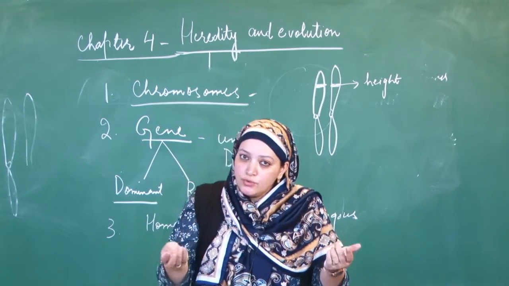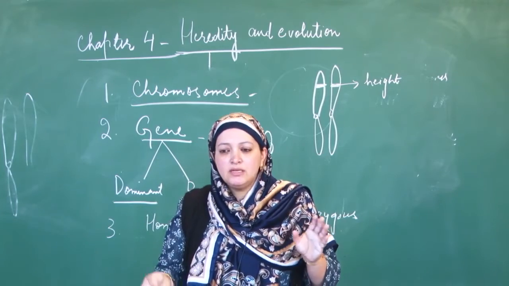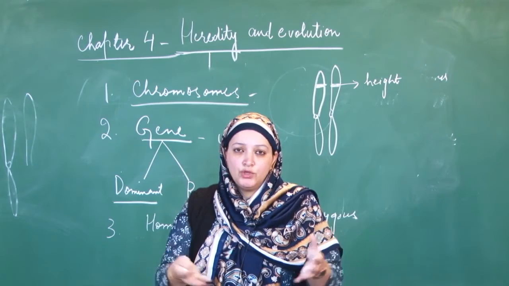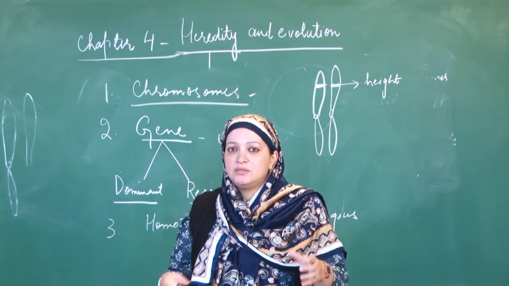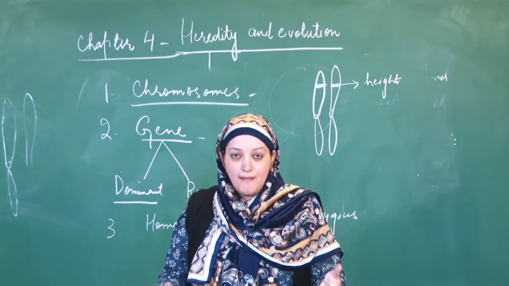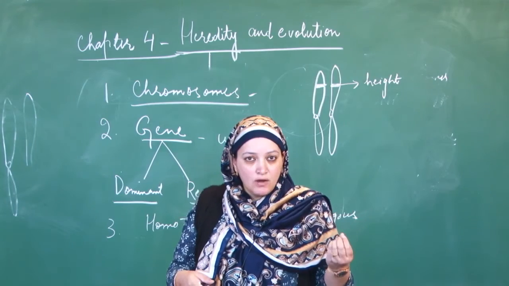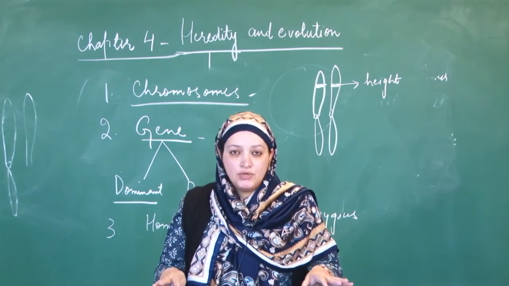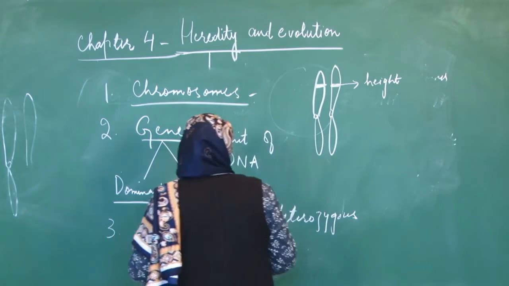If there are two similar genes for one character, that is homozygous, means both the genes from mother as well as father, if both of them are tall, we are taking the character height, this means they are in a homozygous condition. But if they are in a heterozygous condition, they will have one tall from the father and one dwarf from the mother, that is a heterozygous condition. So this is what is called homozygous and heterozygous.